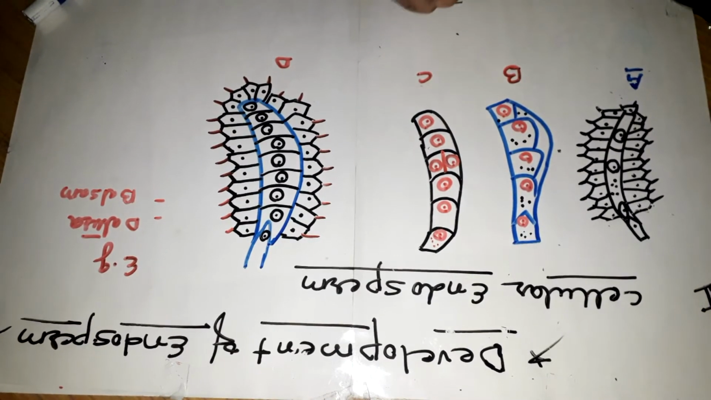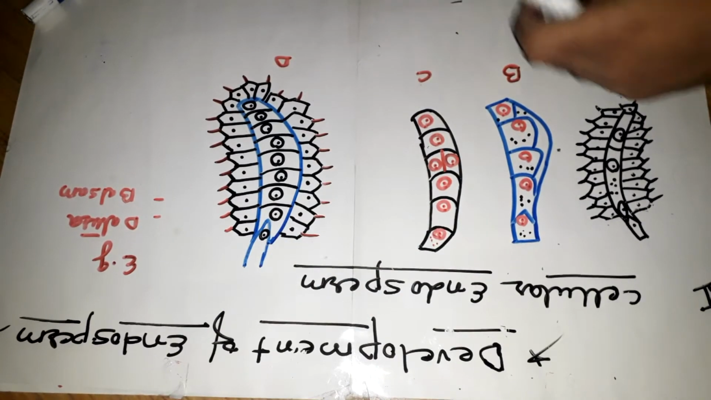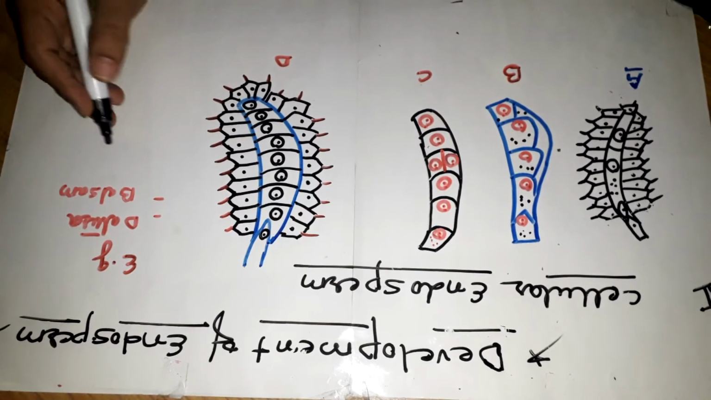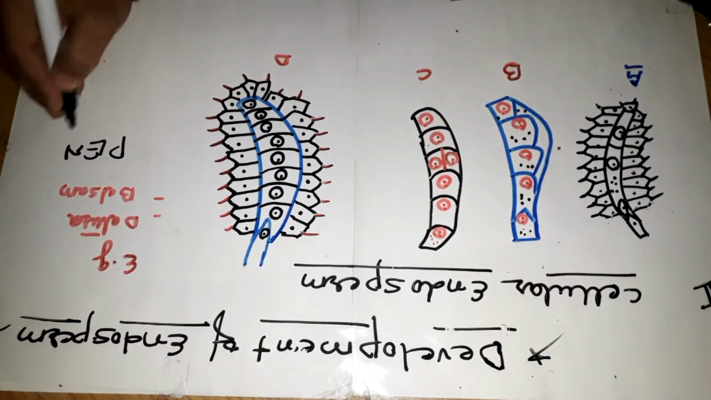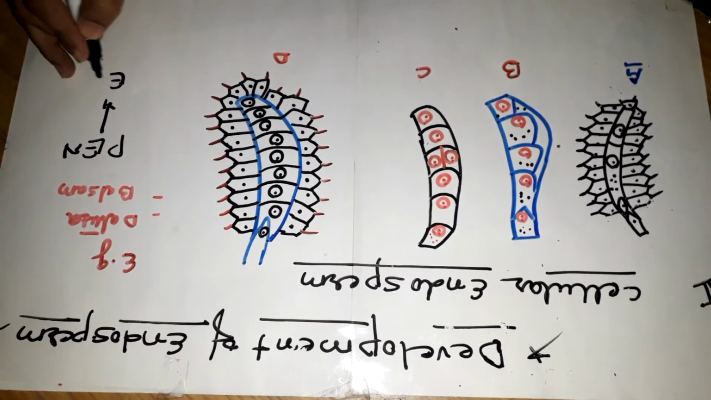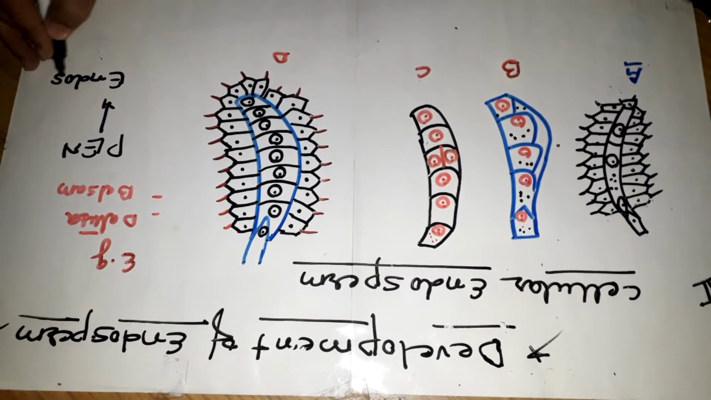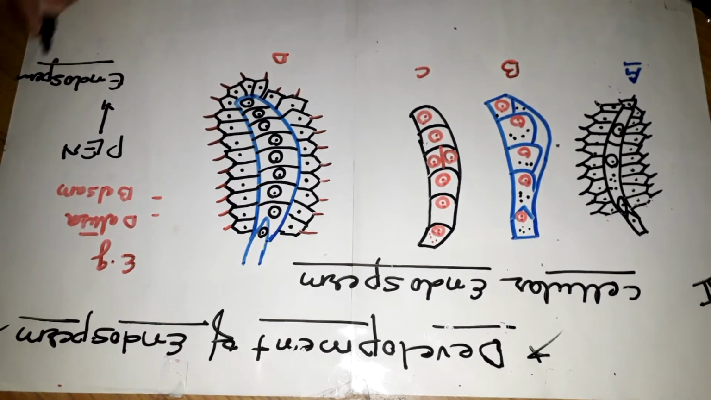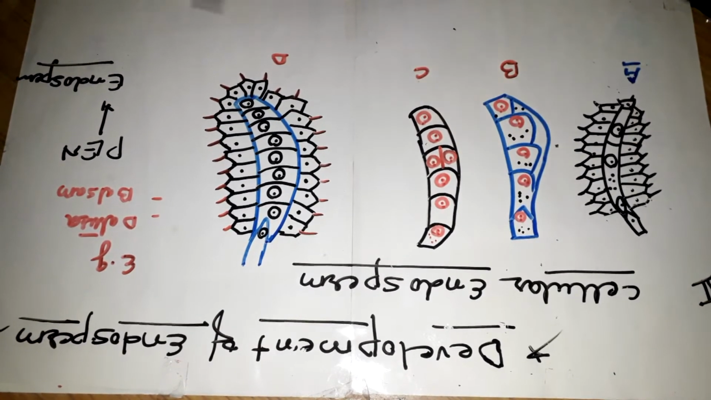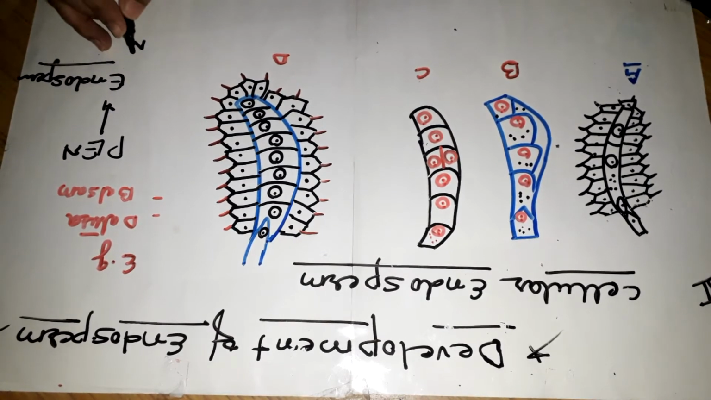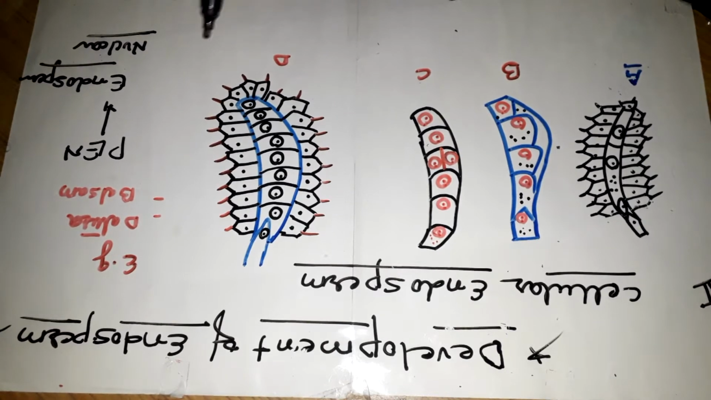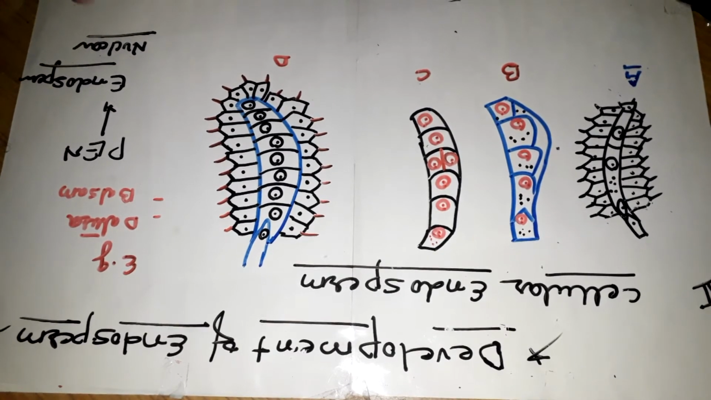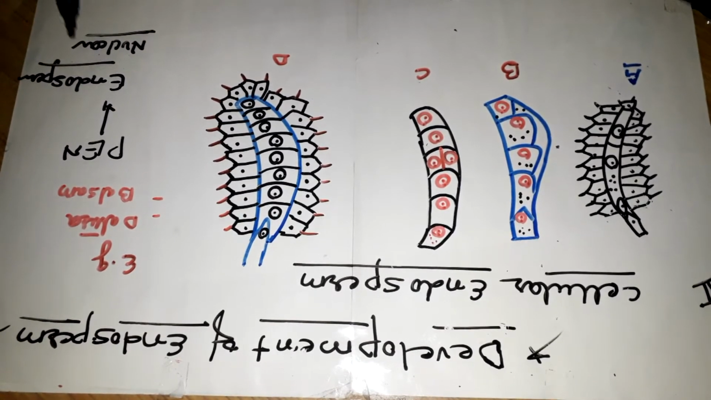Today we will take the next topic, which is development of endosperm. In the last class we discussed the types of endosperm, that means the primary endosperm which develops into the endosperm nucleus or endosperm. In the last class I explained the nuclear type of endosperm, where many nuclei form during the development of endosperm.